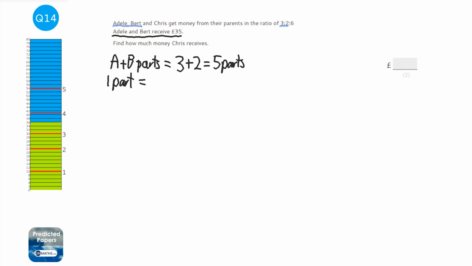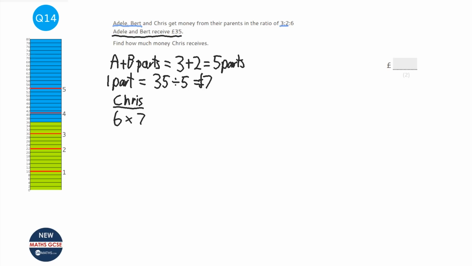So to find out what 1 part is worth, we do the £35 that theirs is worth, and we divide it by 5 because they have 5 parts in that ratio. 35 divided by 5 is 7. So 1 part is worth £7. Now Chris has 6 parts, so we do 6 times the £7 that each of his parts are worth, so it's going to be £42.